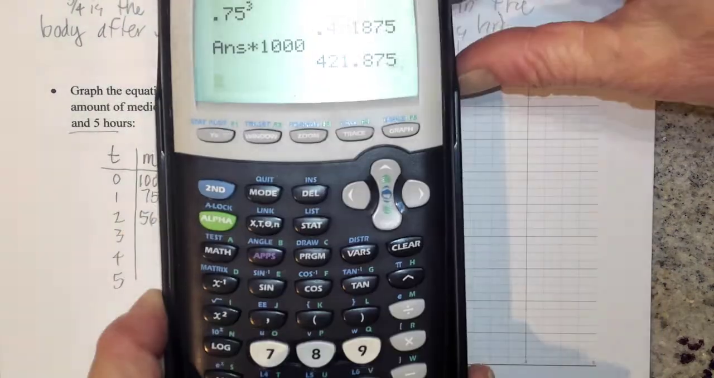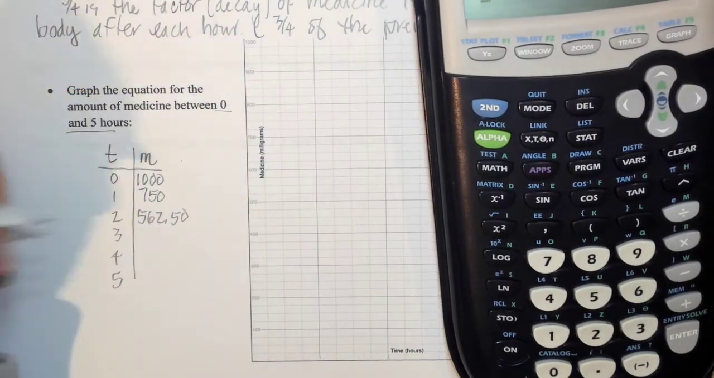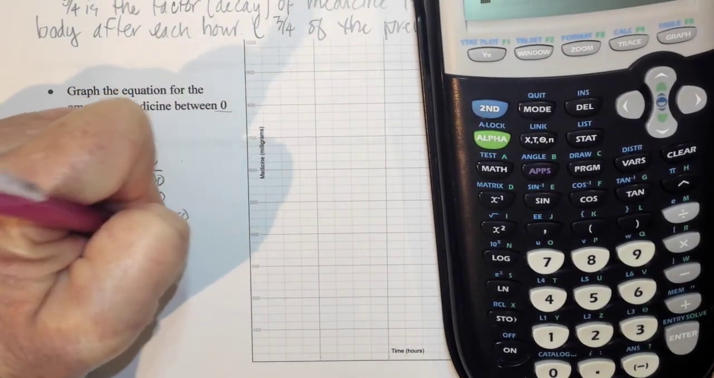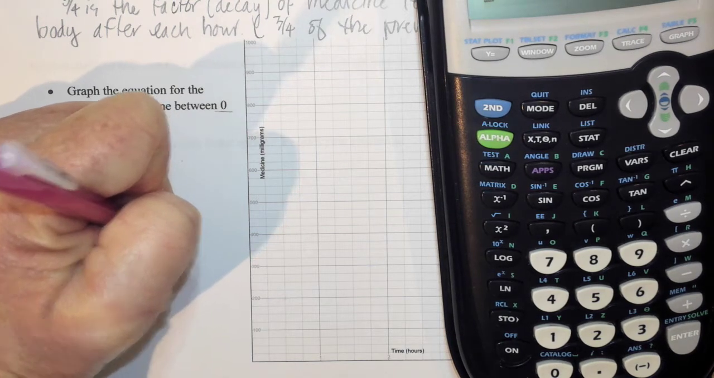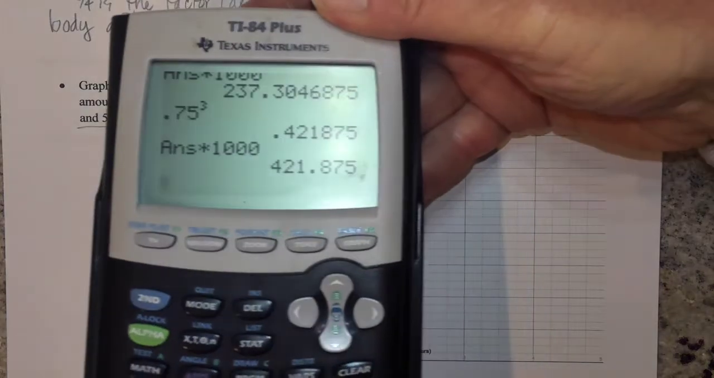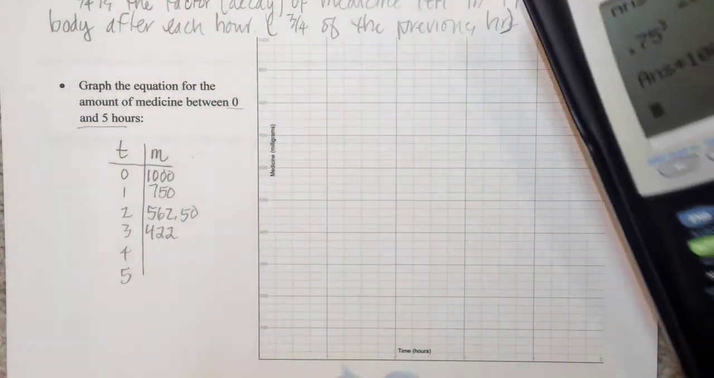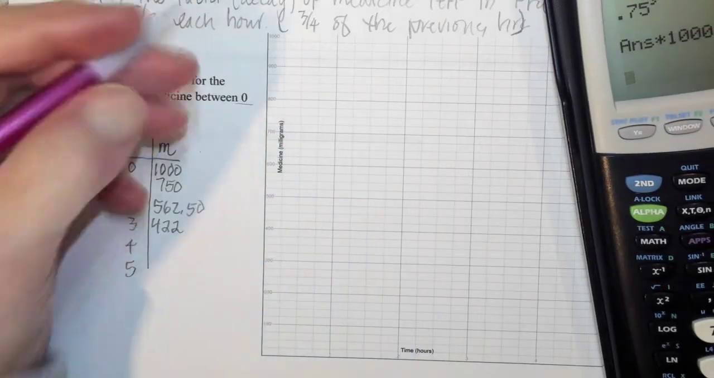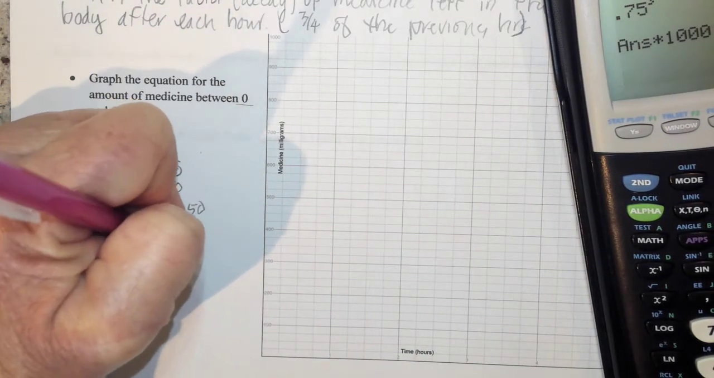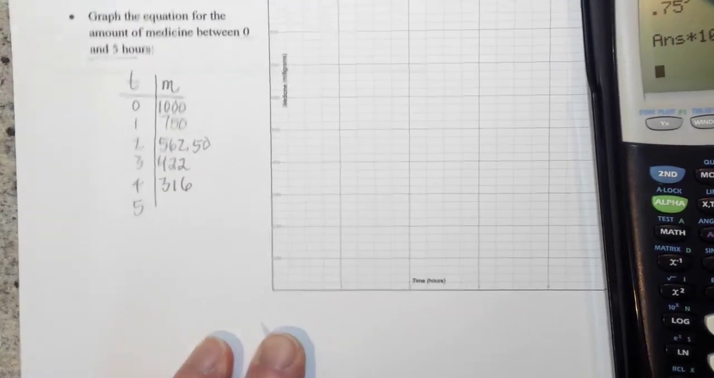And I get 421.875. In fact, I'll just say 422. I'll round it up. Take a look, rounding it up to the next whole number, 422. And I'm going to do the same thing for the power of 4. When I put everything in, I get 316. And the last one, raised to the power of 5.